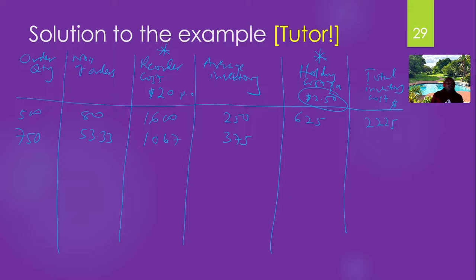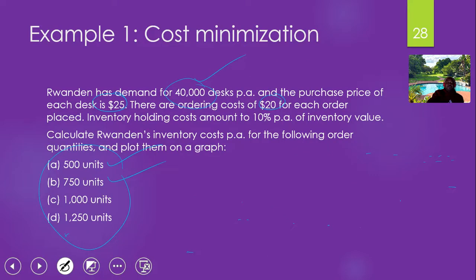Let me use my calculator. That's 938, and the total inventory cost is the reorder cost plus the inventory holding cost per annum. So that's 1067 plus 938. Let me use my calculator, and that gives me 2005.